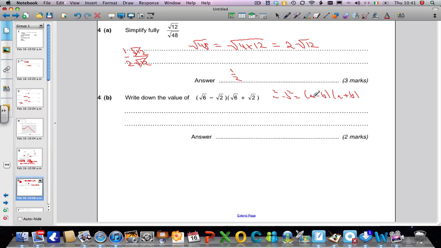And if you have a look, if I let a equal root 6 and b equal root 2, I can use this result. So a squared would be root 6 squared, which is simply 6. B squared would be root 2 squared, which is simply 2. And 6 minus 2 is 4. Now, as I said, you can multiply this out using FOIL or whatever method you know for expanding two brackets and simplify. You should get the same answer. That's just a quick way of doing it.